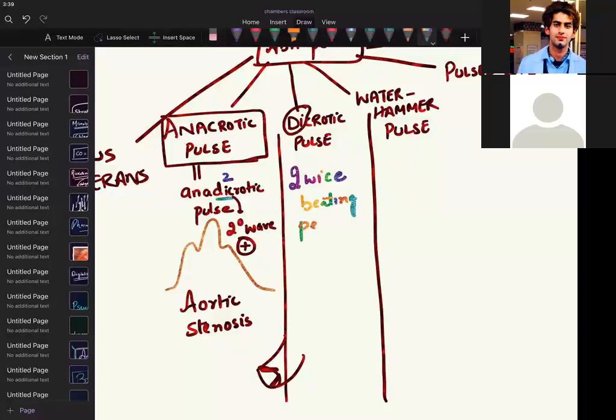Twice beating pulse is dicrotic pulse. That means the dicrotic wave is prominent. Dicrotic wave will become prominent, isn't it? So which do you think will become prominent? T, N or D? He is saying dicrotic wave becomes prominent. Wave. So what do you think? Which should become prominent? Beautiful answer. D should become prominent.